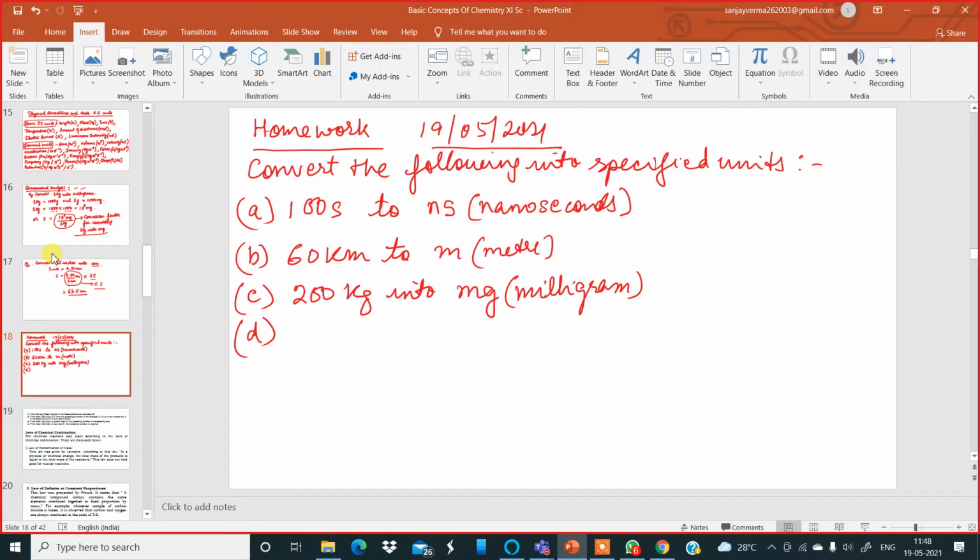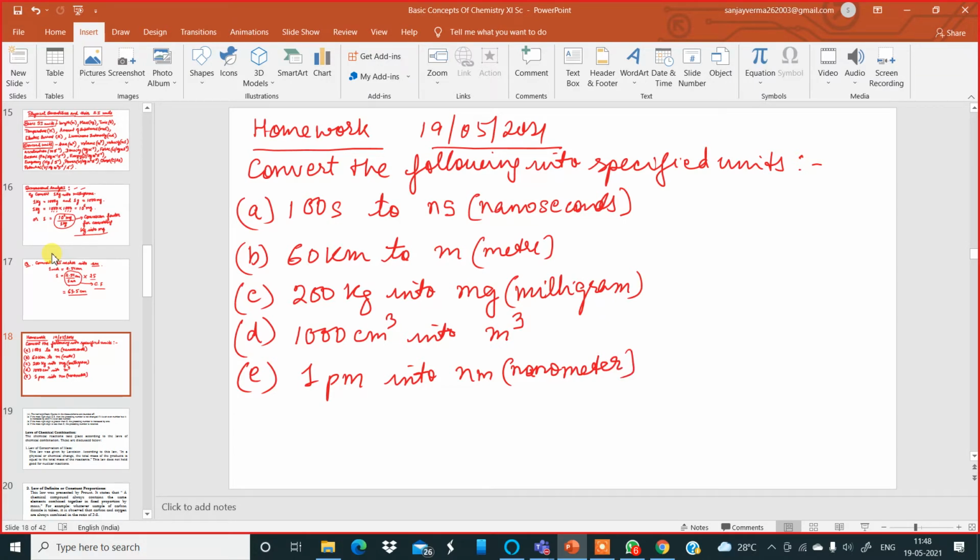Number D, you have to convert 1000 centimeter cube into meter cube, okay. Number E, we have 1 pm. Pm stands for picometer, okay. 1 picometer into nm. Nm stands for nanometer.